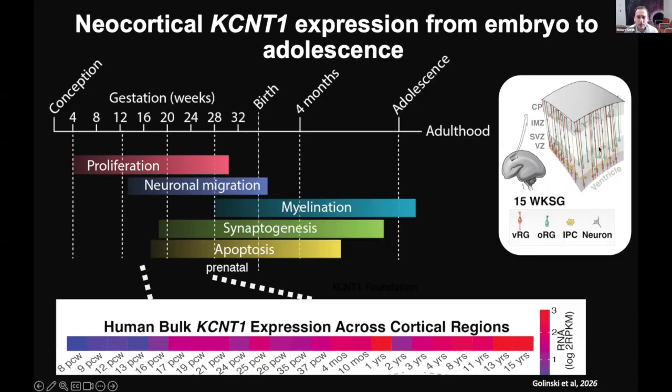And KCNT1 does not appear to be a part of that group, in the sense that it is not expressed in these dividing cells or these early neuroblasts the way we see with some of these other very severe early ion channel diseases. So there might be some differences in the way that it's operating compared to some of the other ion channels we study in the field, like SCN3A, GRIN2B, ATP1A3.